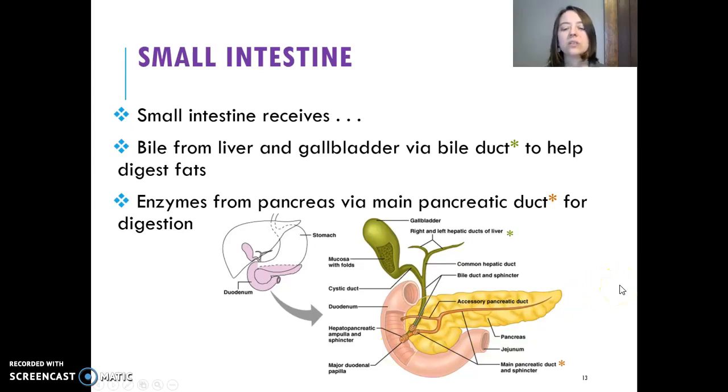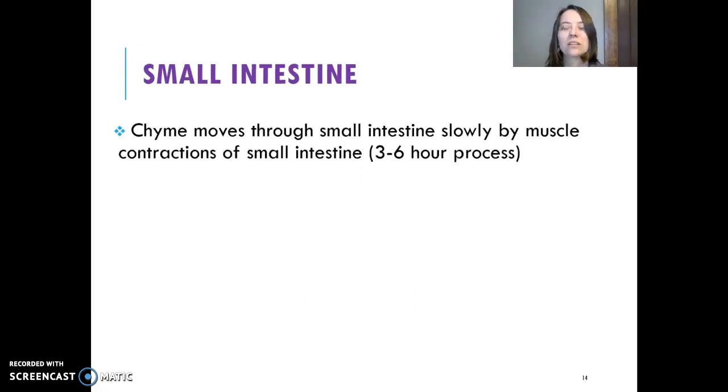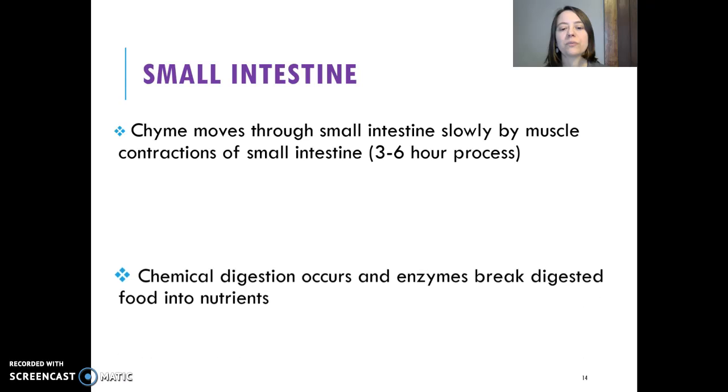The small intestine also receives enzymes via the pancreatic duct from the pancreas, and these help in digestion. So most of the enzymes needed to digest your food are made in the pancreas and then secreted into the small intestines, where your small intestines chemically digest your food. So at this point, the food or chyme really kind of slows down its movement. It moves slowly by muscle contractions through the small intestine, and this often takes about 3 to 6 hours for the food to move through.